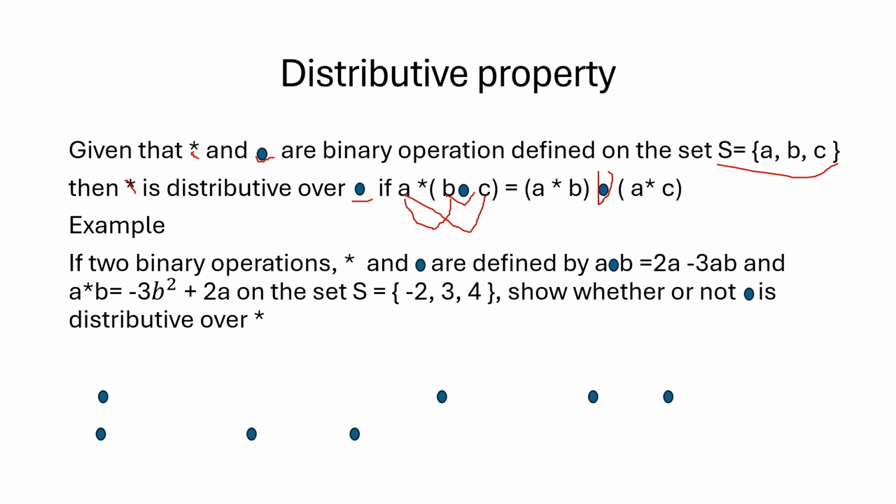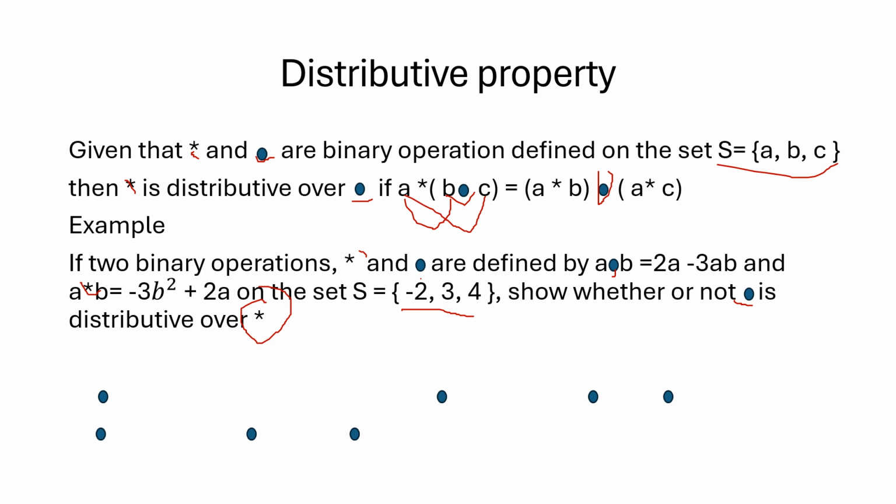Example: if two binary operations star and dot are defined by A dot B is equal to 2A minus 3AB, and A star B is equal to negative 3B squared plus 2A on the set negative 2, 3, and 4, show whether or not the dot binary operation is distributive over the binary operation star, right? So we want to prove whether they are distributive.